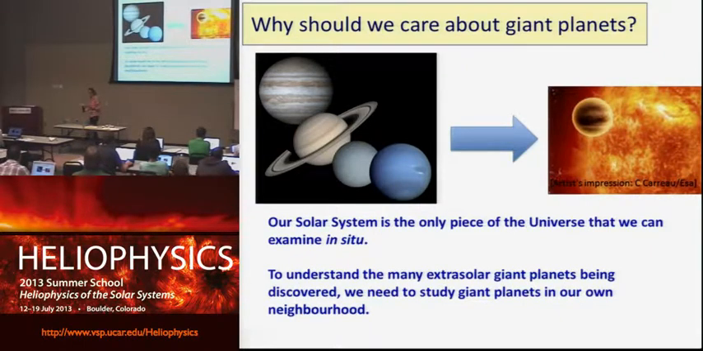In addition, in the past decade, we have been discovering exoplanets, primarily very massive exoplanets, similar in terms of mass to Jupiter, mainly due to observational bias. And so it's really important to be able to put those exoplanets into context and contrast them with the outer planets in our solar system, those outer planets that we can examine in situ.